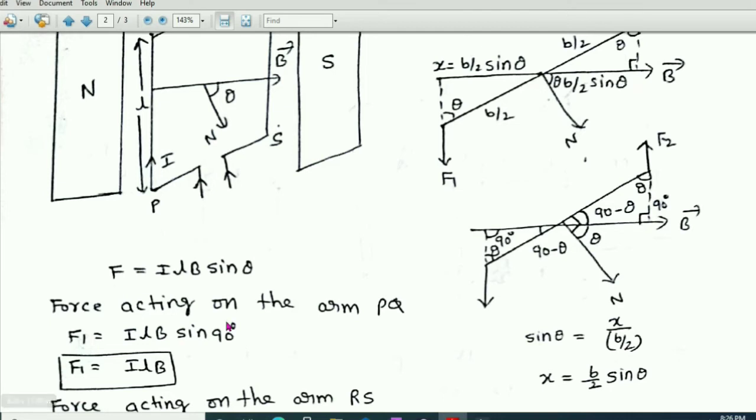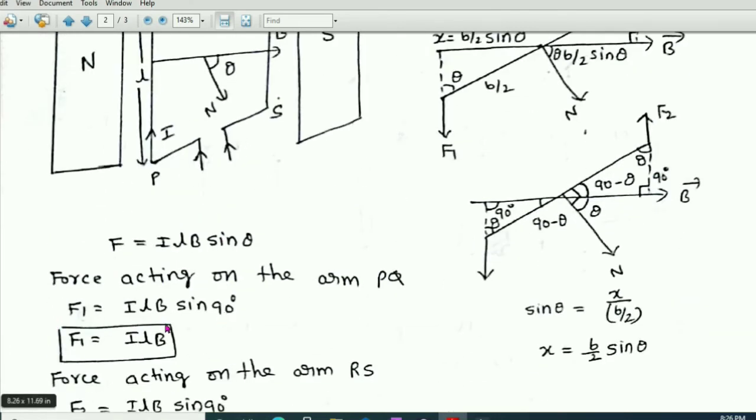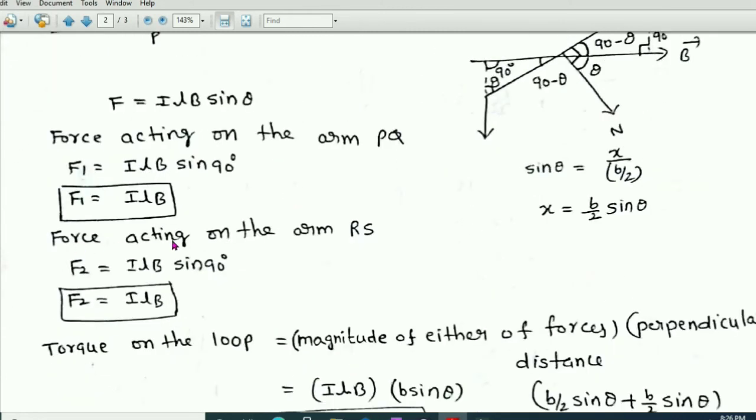Sin 90 becomes 1, then F1 is equal to ILB. So F1 is the force acting on the arm PQ. Similarly, RS is also perpendicular to the magnetic field. The force acting on the arm RS, let us say that is F2, is equal to ILB. So RS is also perpendicular to the magnetic field, so sin 90. F2 is equal to ILB. F1 and F2 both are equal in magnitude.